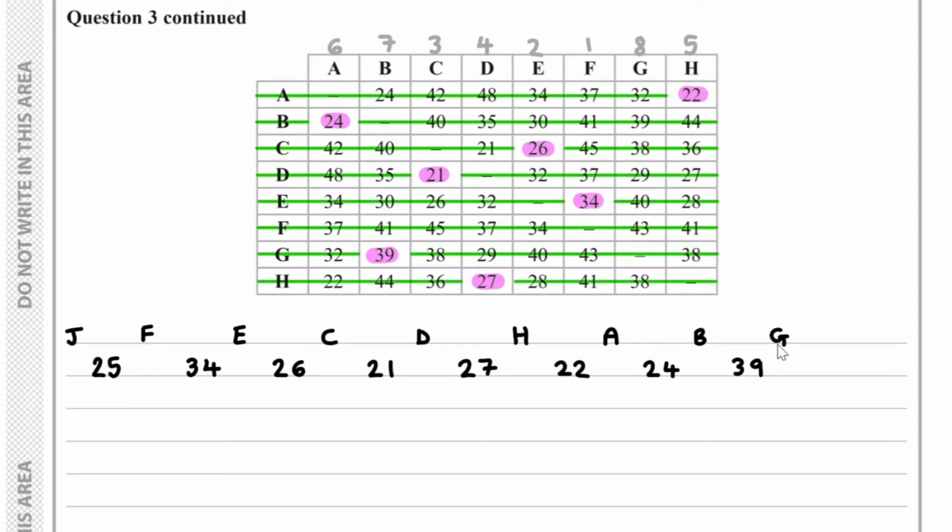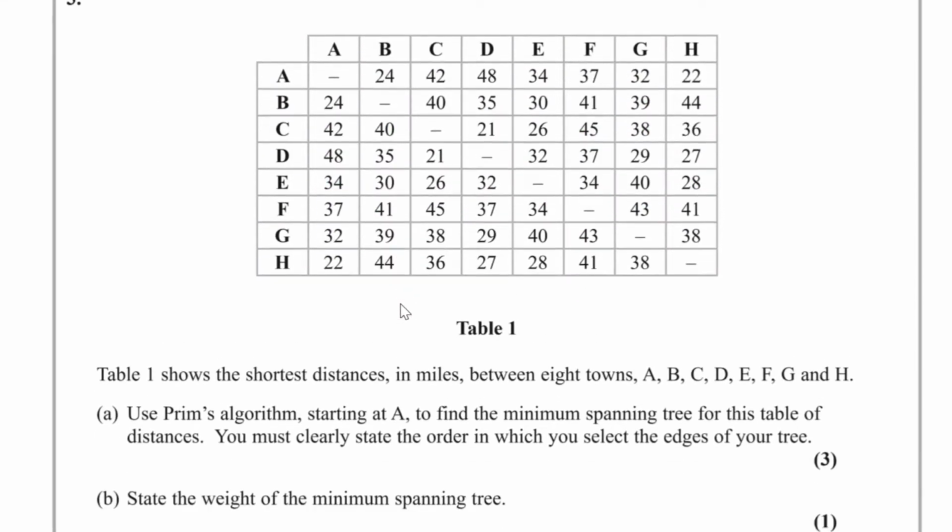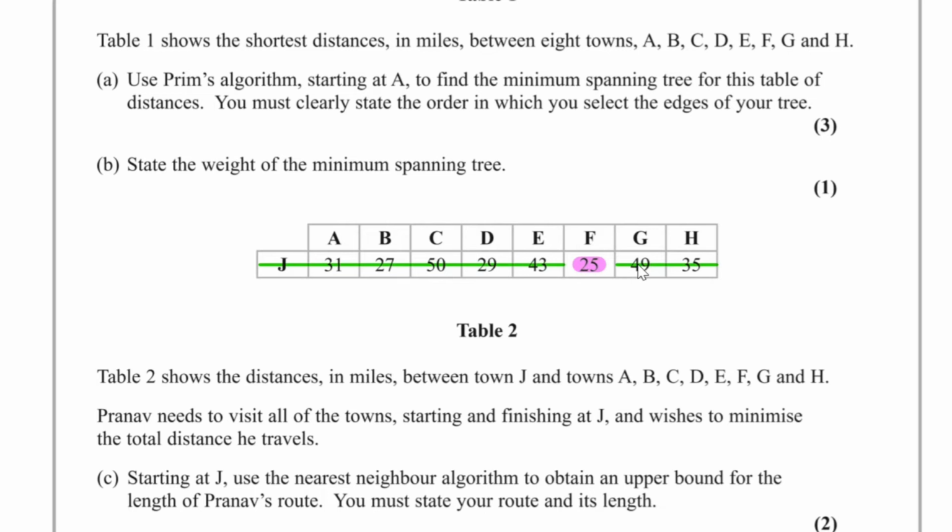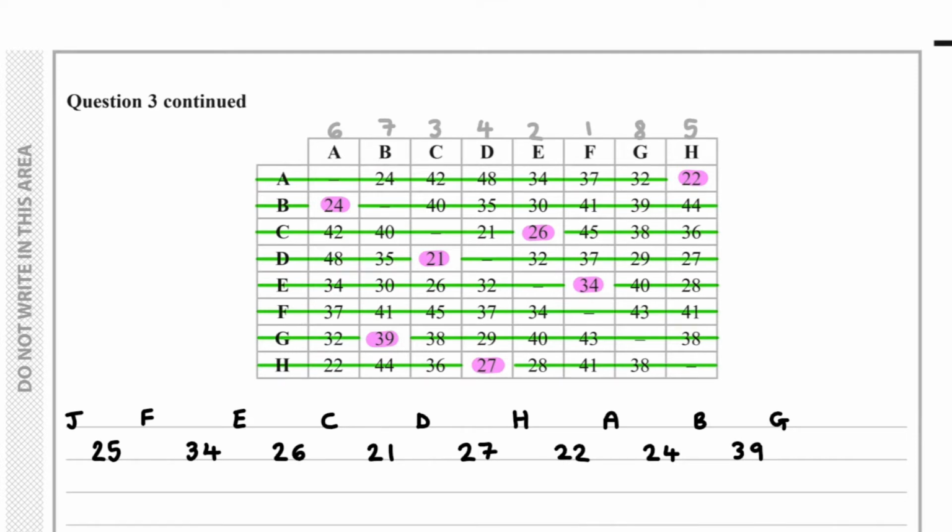Now that we are at G, according to the nearest neighbour algorithm, we need to go back to J. So, looking back here, you can see from G to J, that's got a weight of 49. And that takes us back to J.